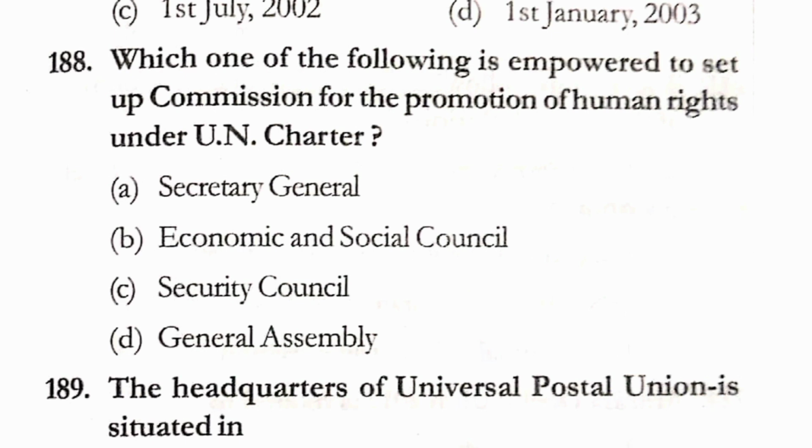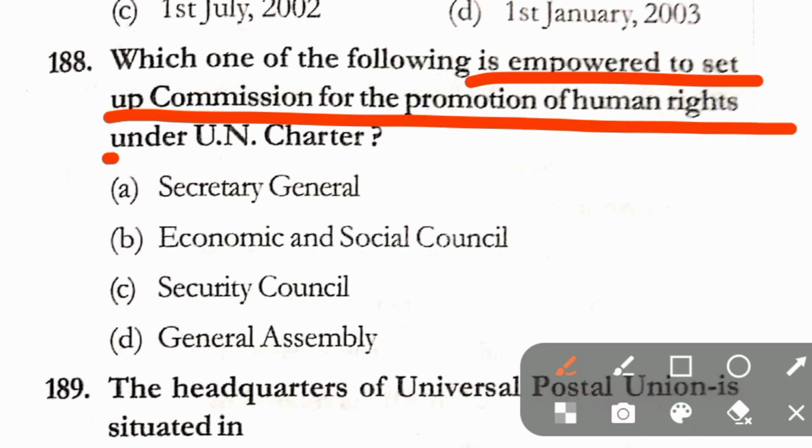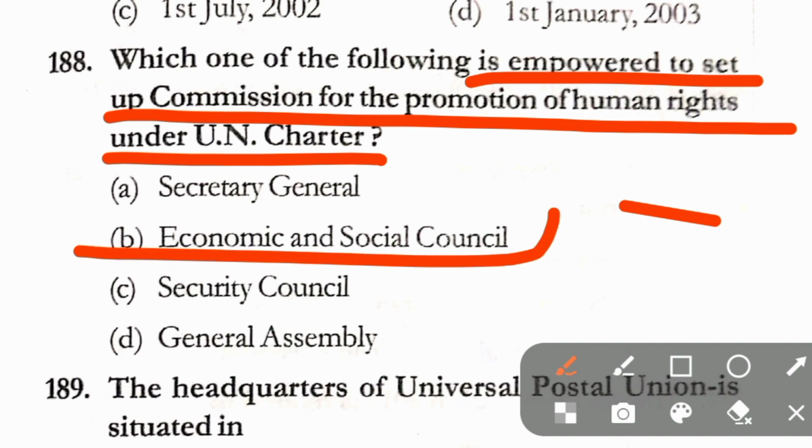Question number 188. Which one of the following is empowered to set up commissions for the promotion of human rights under the UN Charter? Here the options are option A, Secretary General, option B, Economic and Social Council, option C, Security Council, and option D, General Assembly. Here the correct answer is option B, that is Economic and Social Council.